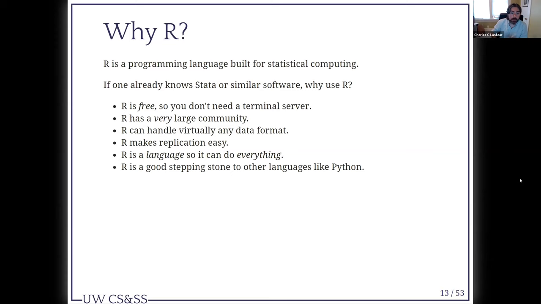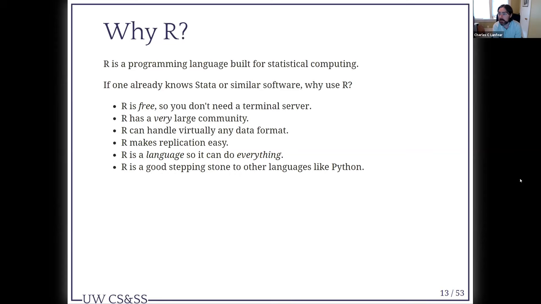And lastly, if you want to move to another language for something else, R is actually a good stepping stone to other languages, like for instance, Python. So if you're going to go work in the industry, Python is a little bit more common, say in business, because it's a little bit more data science-y. It's easy to move from R to Python.